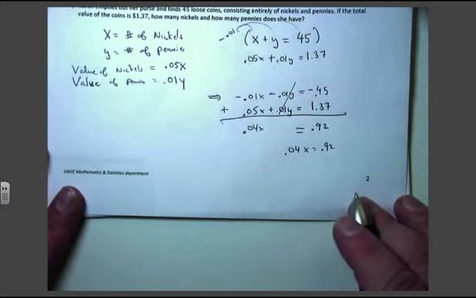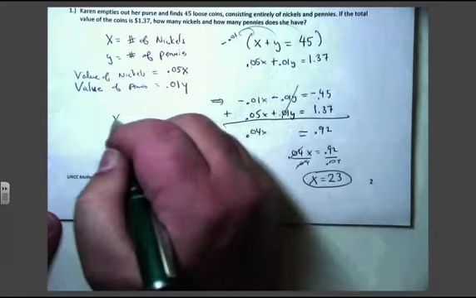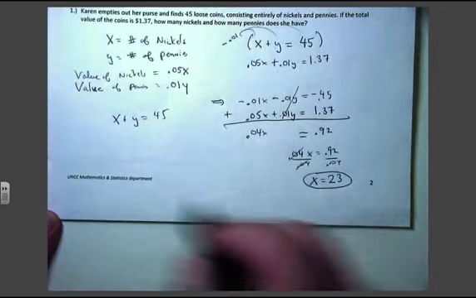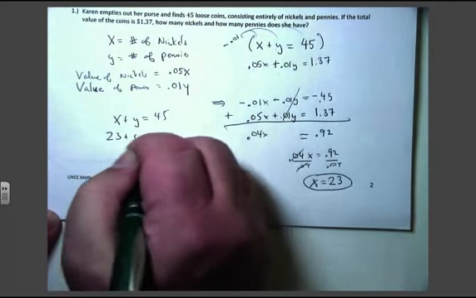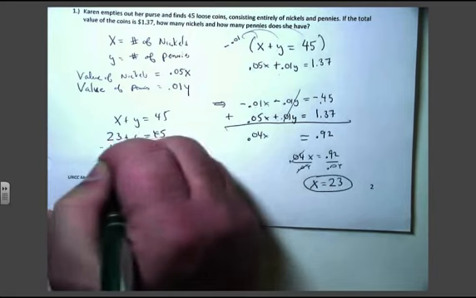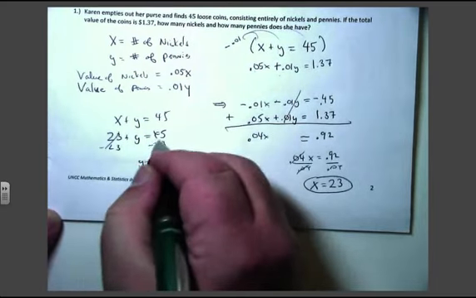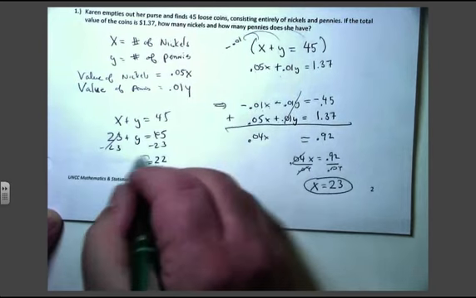What do I got to do to get y? To get the y variable, I'm going to go back to either one of my original two equations. Which one looks easier to you guys? X plus y equals 45 or 0.05x plus 0.01y equals 1.37? The easiest equation to me is x plus y equals 45. So I'm going to grab that equation. And I know what x is. X is 23. 23 plus y equals 45. Subtract 23 from both sides, and I get y equals 45 minus 23, which is 22.